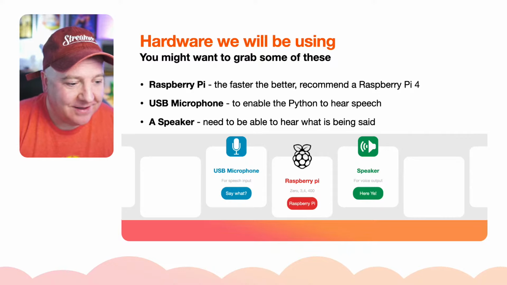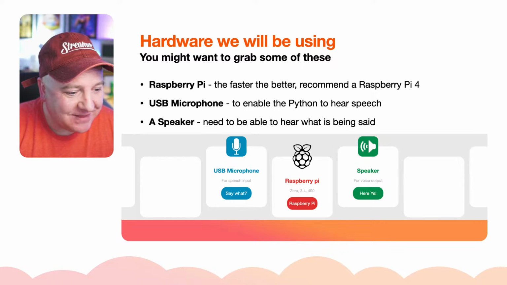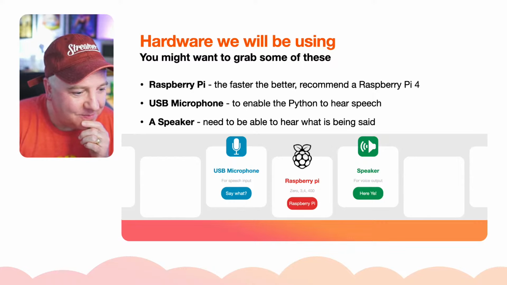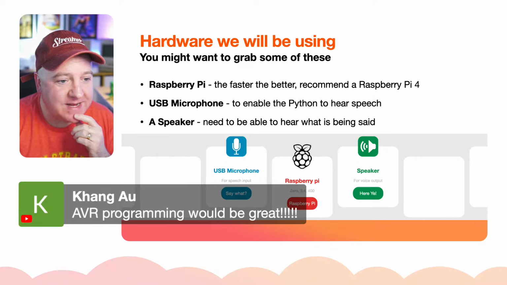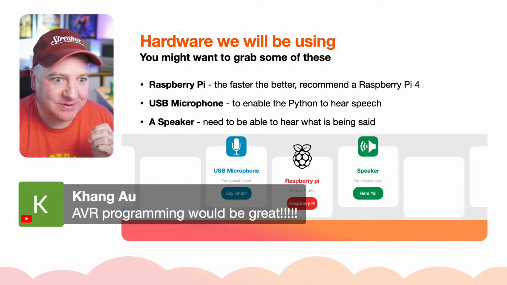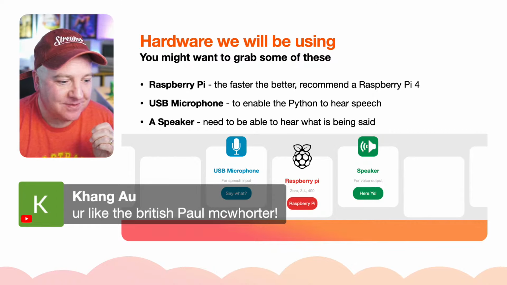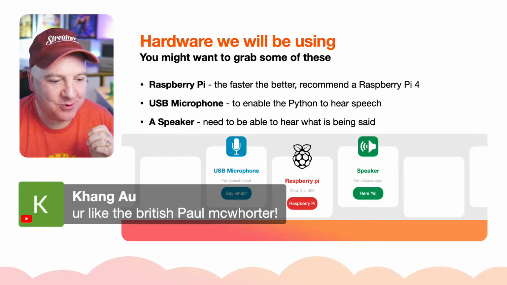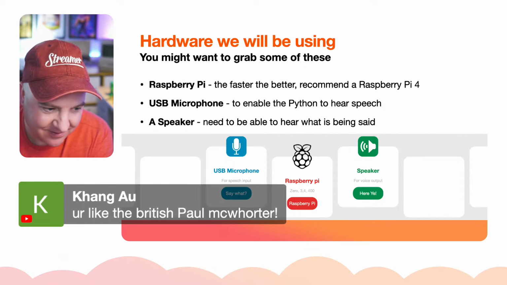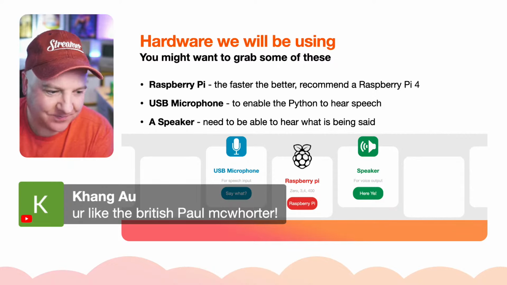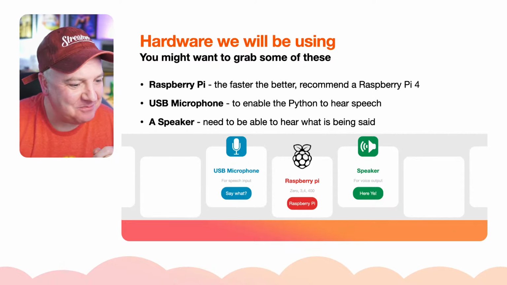Cool. So I've got some other comments there. I'll just cover these off while we're looking at them. Kang is saying AVR programming would be great. Absolutely. So we'll do some Atmel stuff, ATmegas, Arduino type stuff. You like the British Paul McWhirter? Who's Paul McWhirter? I need to go and Google him. I'm just writing that down because I'm like, who's that?